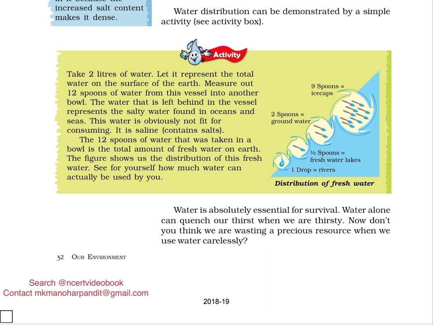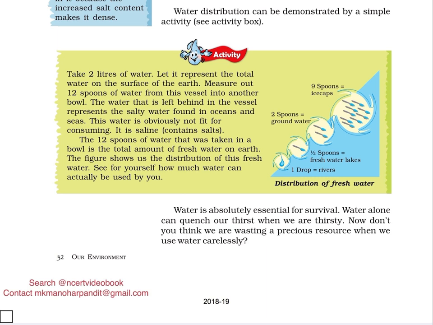This water is obviously not fit for consuming. It is saline, that is, contains salts. The 12 spoons of water that was taken in a bowl is the total amount of fresh water on earth. The figure shows us the distribution of this fresh water. Understand for yourself how much water can actually be used by you.